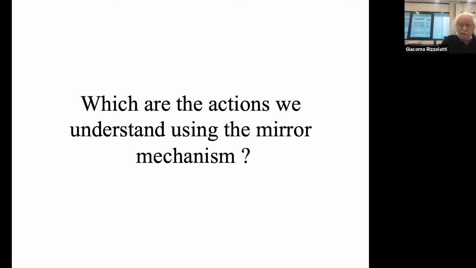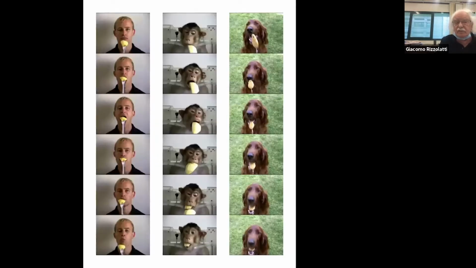Well, now, after the discovery of mirror neurons, people started to say, well, you said that you use the mirror mechanism, but why? Why do you use the mirror mechanism, not something else? So we did a simple experiment that was done in Parma some years ago. A student is lying in the scanner, an fMRI experiment, and we present movies.